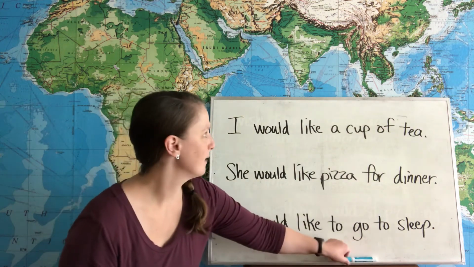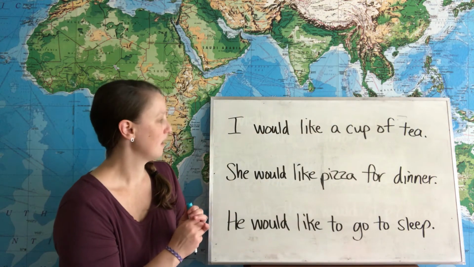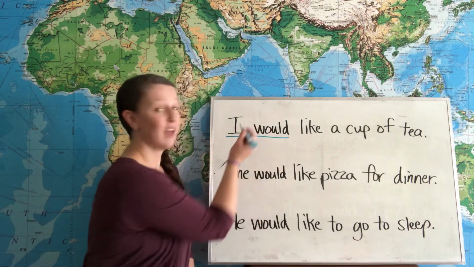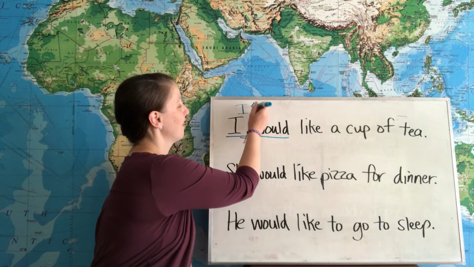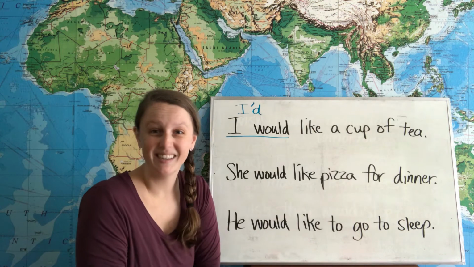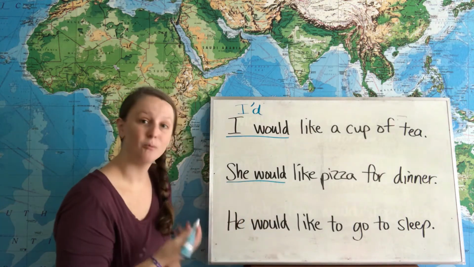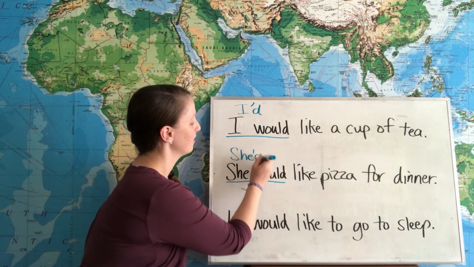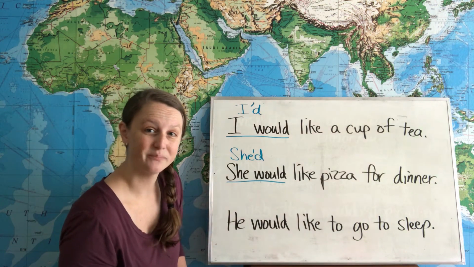Now let's look at some contractions for these phrases. We can take I would, and when you're speaking, you can say I'd like a cup of tea. Same meaning. For she would, when you're speaking, you can say she'd like pizza for dinner.